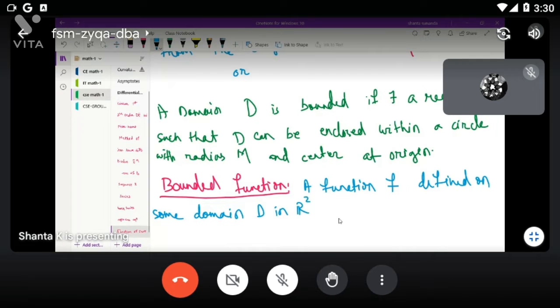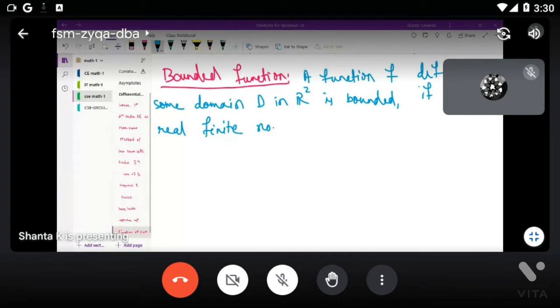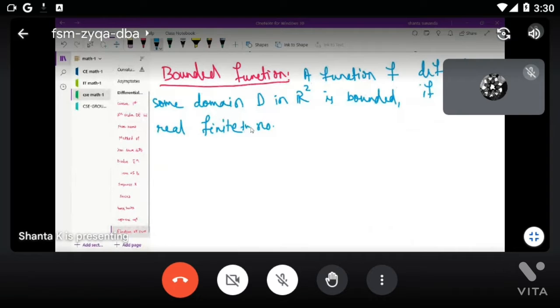Some domain D in R2, if there exists a real finite positive number N such that the absolute value of the function is less than or equal to N for (x, y) belonging to D.